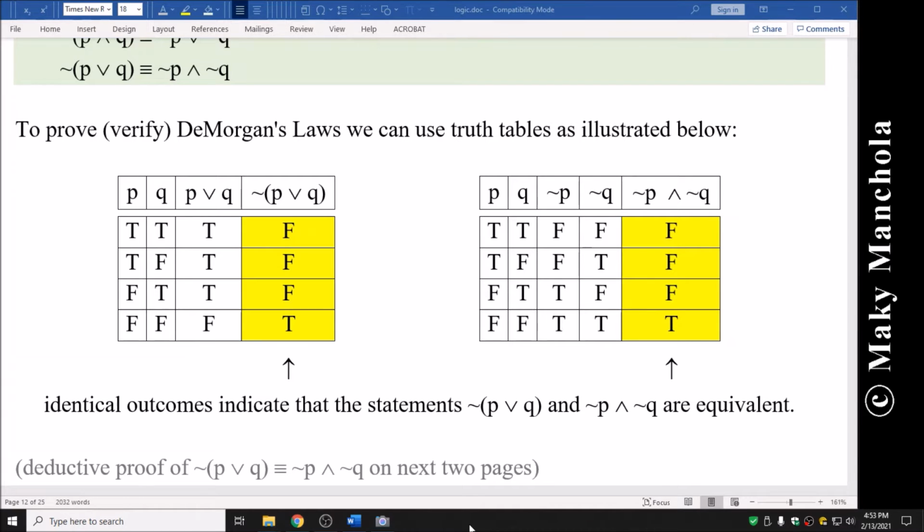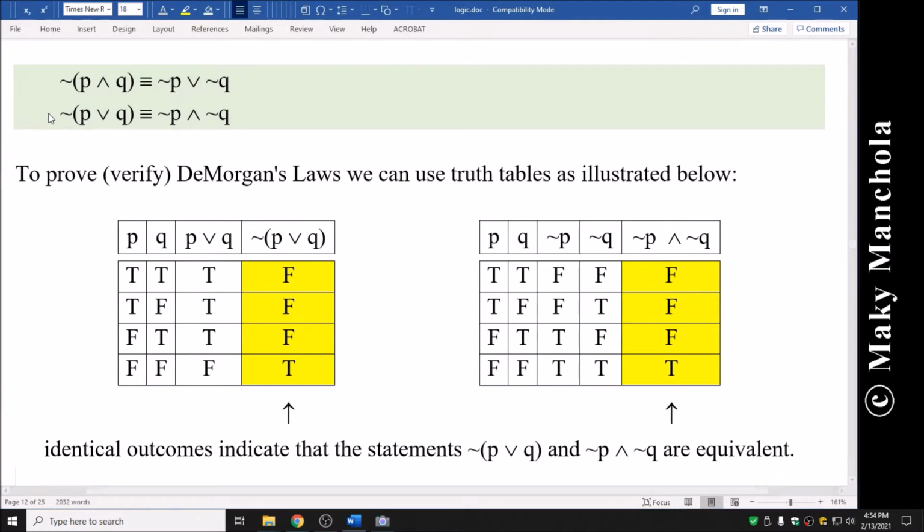DeMorgan's laws can also be established by definition, deductively. So how do we go about establishing a DeMorgan's law deductively? What we have to do is the following. Let's say we want to prove our second DeMorgan's law.